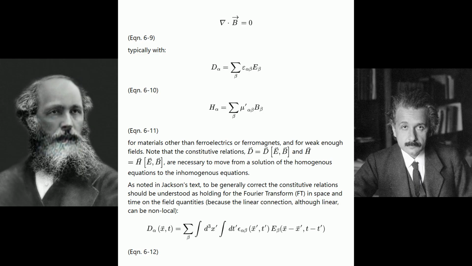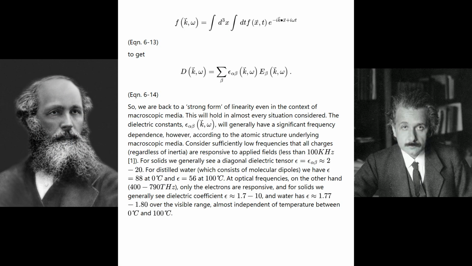Using the relation that the Fourier transform of a convolution gives a product of Fourier transforms, we get the relation on Fourier transforms D sub alpha of k, omega, E sub beta of k, omega, and epsilon sub alpha beta of k, omega, using the standard Fourier transform definition. Equation 6-13, to get equation 6-14. So, we are back to a strong form of linearity even in the context of macroscopic media. This will hold in almost every situation considered.